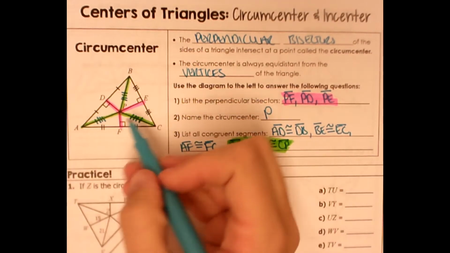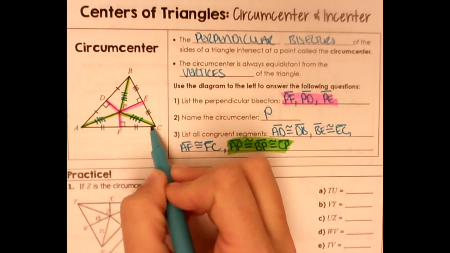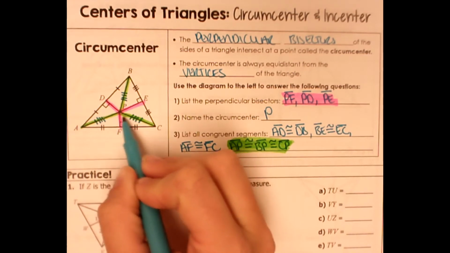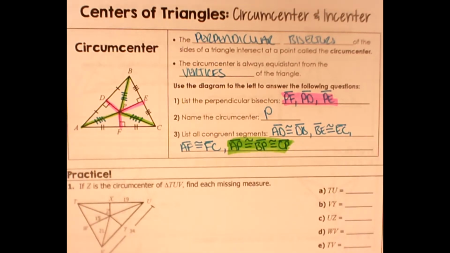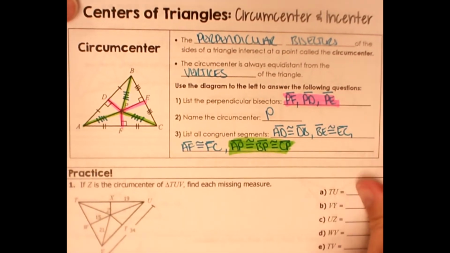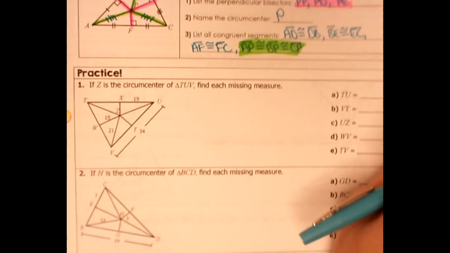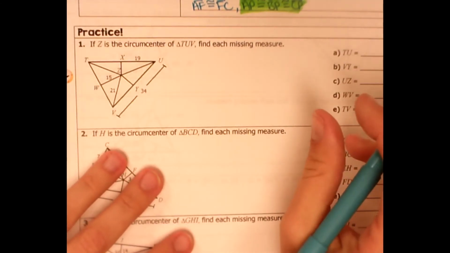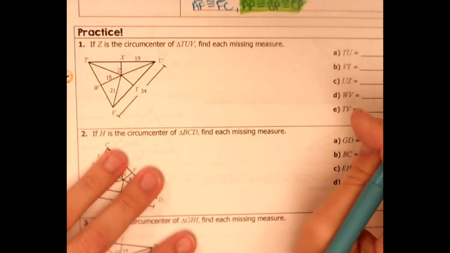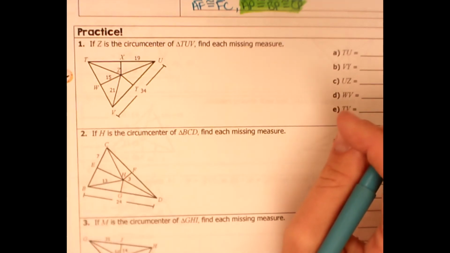And also note that each of these perpendicular bisectors, with the leftover part of the perpendicular, or what it cuts the triangle into, is making a right triangle. That's important for when we're solving for missing parts. So let's look at number 1. I'm going to do 1 and 2. So number 1, if Z is your circumcenter of triangle TUV, find each missing measure.